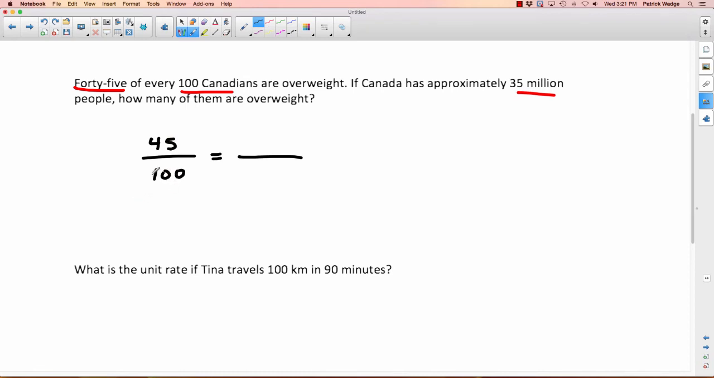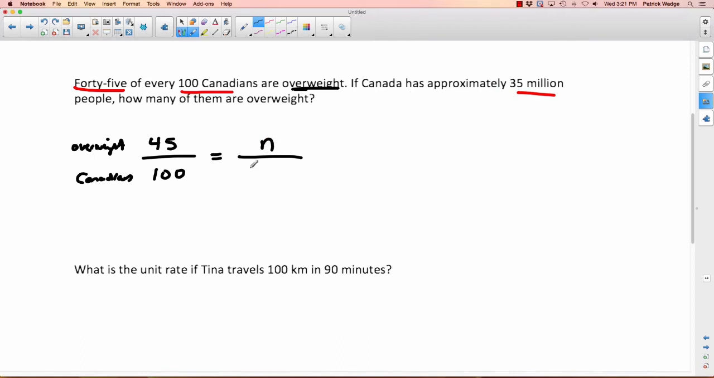Okay, what do these numbers refer to here, the 45 and the 100? 100 are Canadians, right? For every 100 Canadians, 45 are what? 45 are overweight. The overweight actually goes with the 45. It's weird because they're so far apart. So these are the overweight people. Okay, if Canada has approximately 35 million people, is that the number of Canadians or is that the number of overweight Canadians? That's the number of Canadians, right? We're trying to find how many are overweight. Overweight's the one we don't know. I'll put an N. I don't want to put O because it'll look like a 0. So that's what we're trying to figure out, the overweight people.